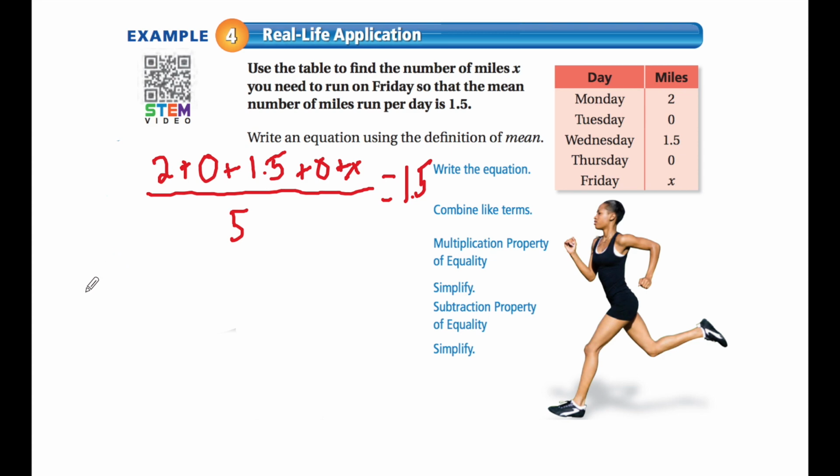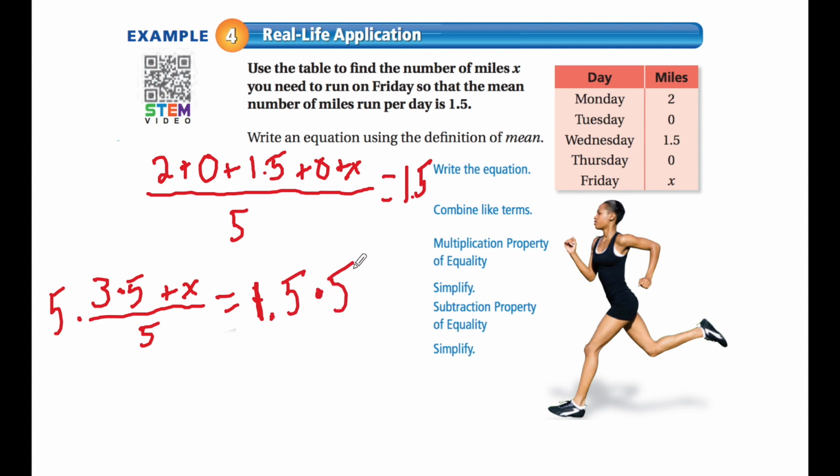I'll slide this over. First we have to simplify, so it's going to be 2 plus 0 plus 1.5, plus 0, so that's going to be 3.5 plus x all over 5 is equal to 1.5. So now we just have to solve. Well, the first operation we're doing here is division. To undo that, we have to multiply each side by 5.